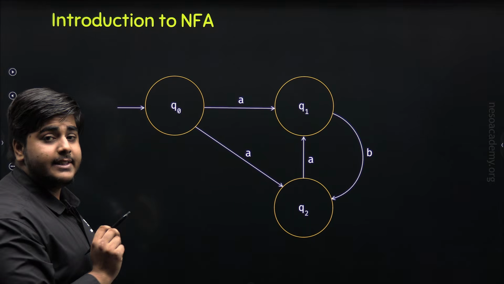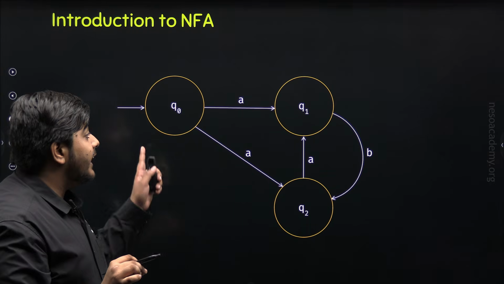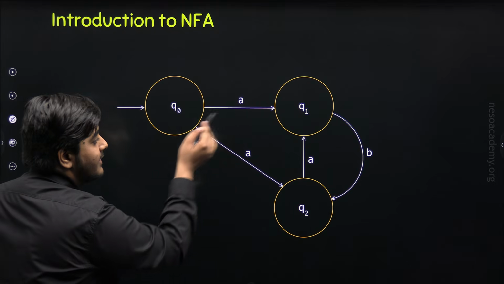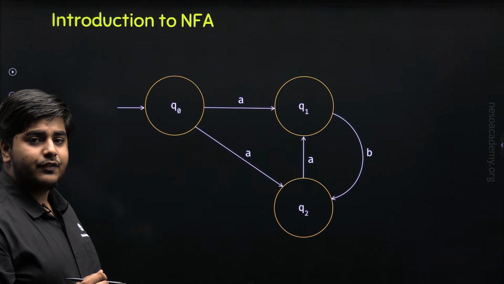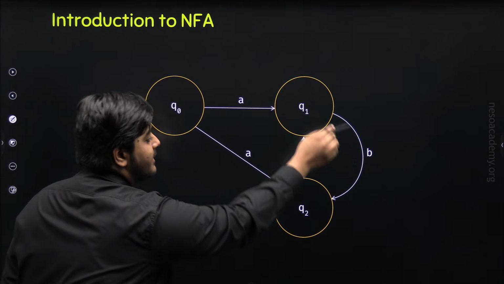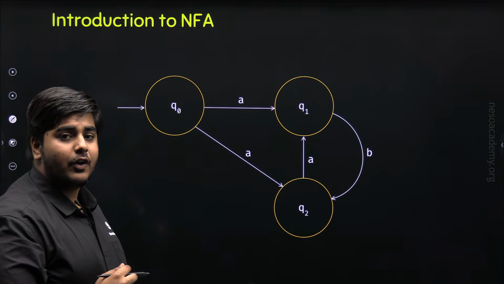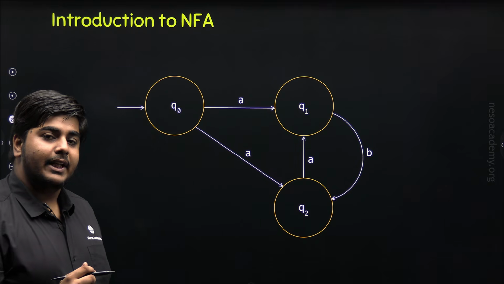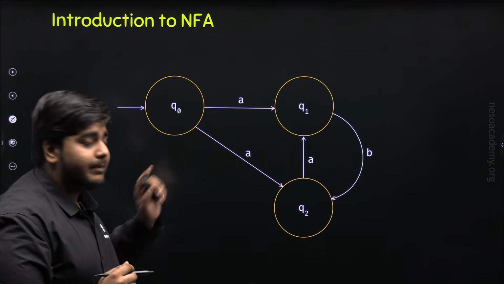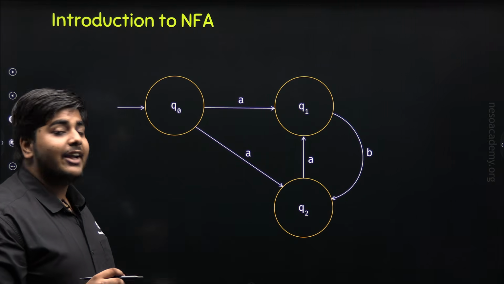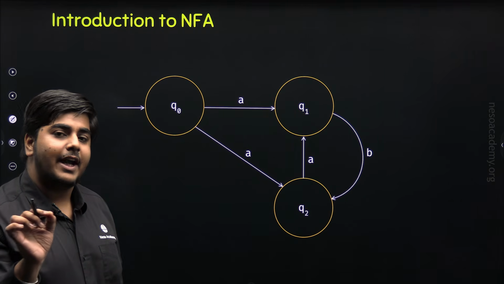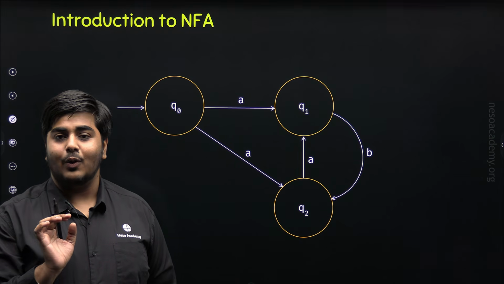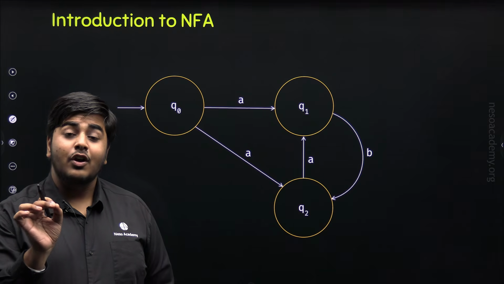Also, here you can see it is not necessary that every state should have a transition for every input symbol. Q0 has a transition for A, but it doesn't have a transition for B. Q1 has a transition for B, but it doesn't have a transition for A. Q2 has a transition for A, but it doesn't have a transition for B. So this is a non-deterministic behavior, and that is why this diagram is called a non-deterministic finite automata. I hope a basic intuition behind NFA is clear now. Now we will understand NFA formally.